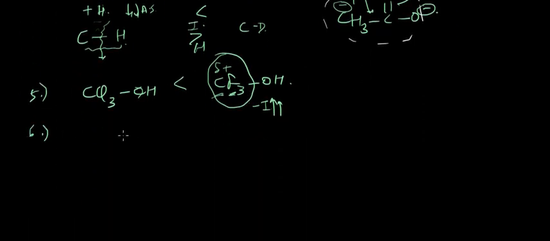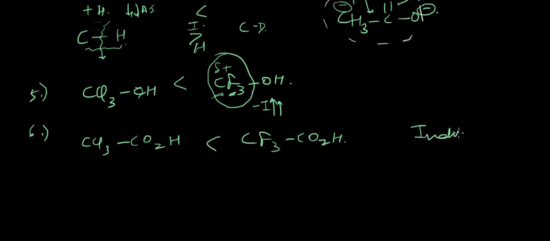Let us look into this example. We have CCl3CO2H and CF3CO2H. So in this case, what would be the acidic strength? Same. Why? Because in this case we are only talking about inductive effect, not hyperconjugation, because there is no hydrogen atom. So where does hyperconjugation come into the picture?